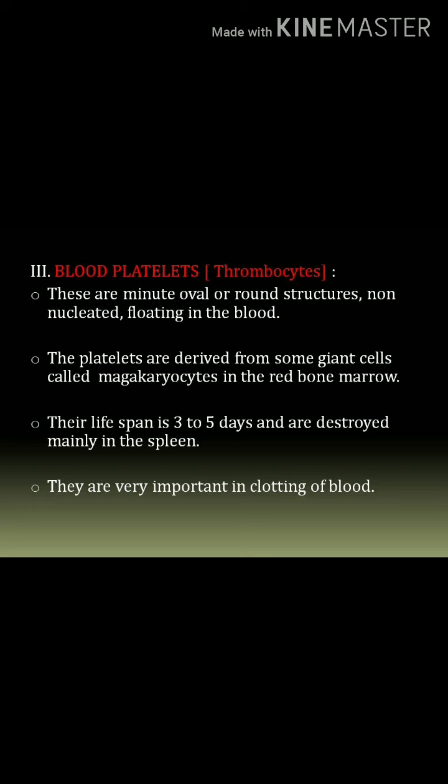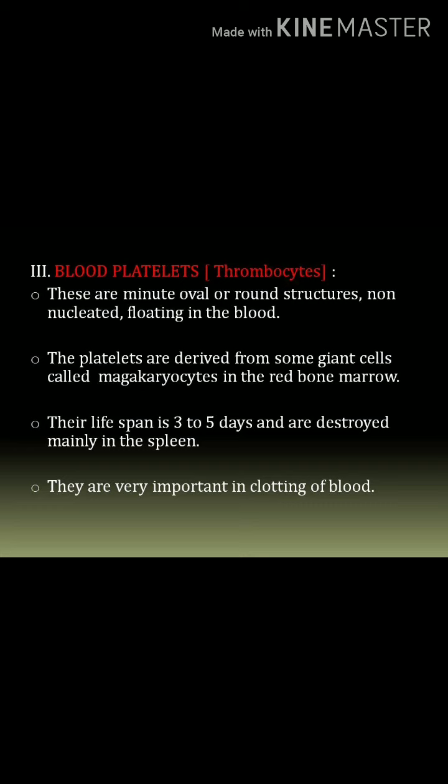Next, blood platelets, also called thrombocytes. Blood platelets are minute oval or round structures, non-nucleated, floating in the blood. They are oval or round shaped structures, with no nucleus, floating in the blood.